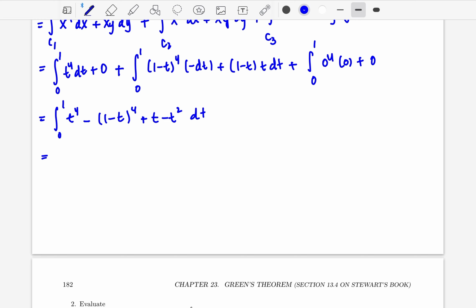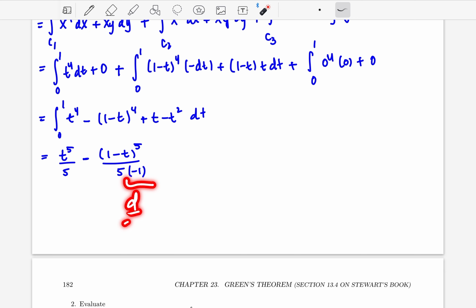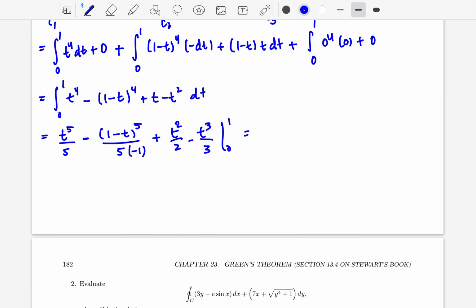And then what else do I have? I'm ready to do this. This is t to the fifth divided by 5. And then the antiderivative of this, since this is a line, I don't need to use u sub. So this is just minus 1 minus t to the fifth divided by 5 divided by the derivative of 1 minus t, which is negative 1. So I'm going to say times negative 1. Make a little note, this is the derivative with respect to t of 1 minus t, okay? And then I have plus t cubed divided by 3, plus t squared divided by 2 minus t cubed divided by 3. From 0 to 1, so this is equal to 1 over 5.